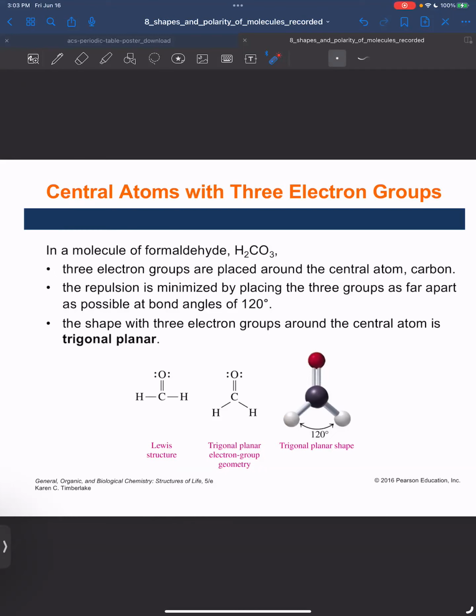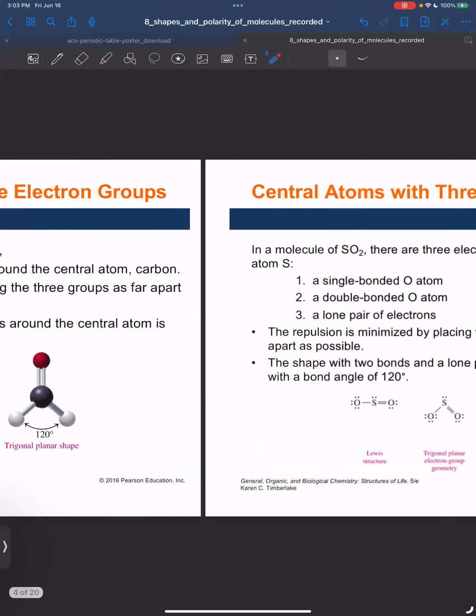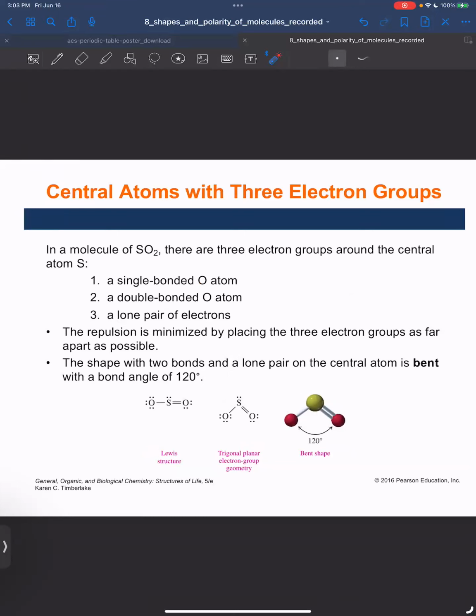Now, what happens though if you have a lone pair? So let's look at a lone pair. Sulfur dioxide, this is its Lewis structure, but technically it's actually not a linear molecule, even though it might seem that way as it's drawn. So when we count the number of electron groups around sulfur, that central atom, we include lone pairs. So a lone pair is considered an electron group. So we have 1, 2, 3 electron groups.